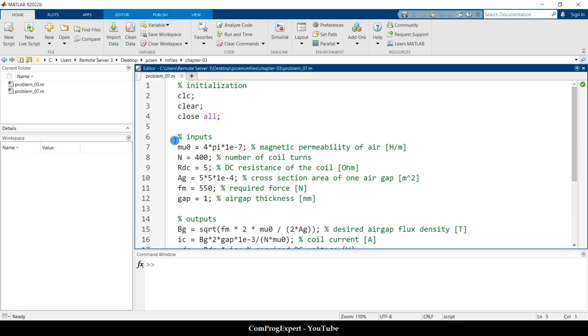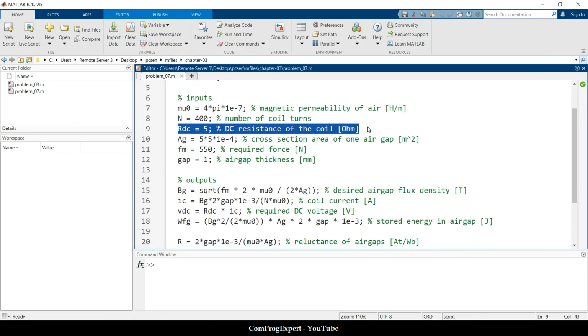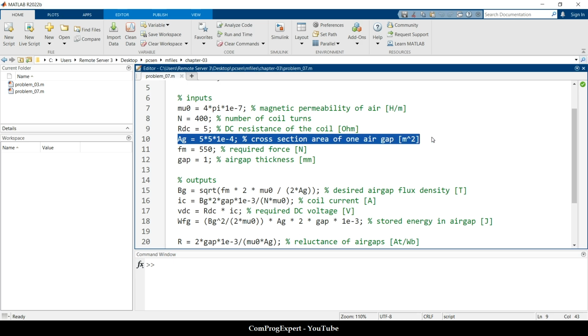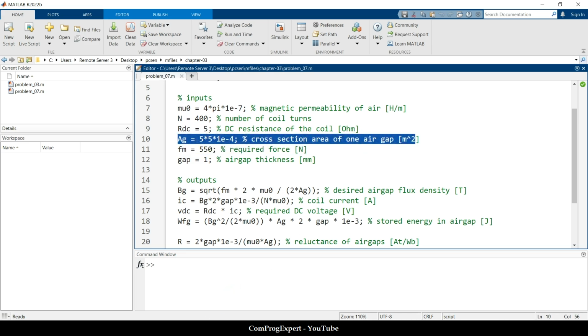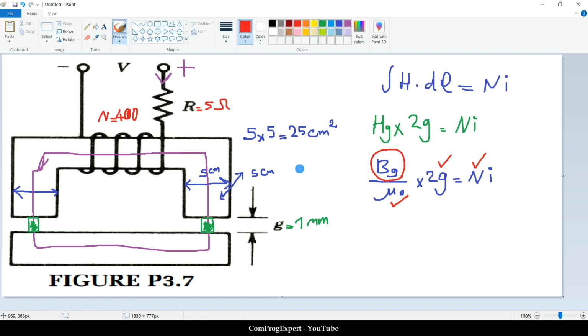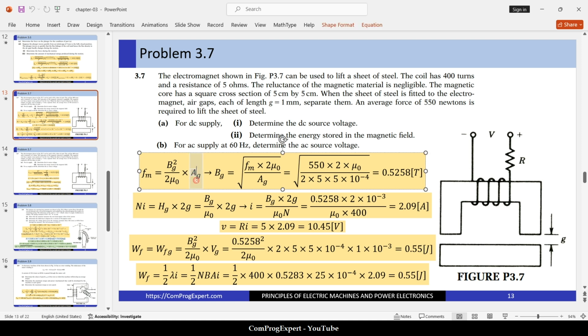Here are the inputs: the magnetic permeability of the air, the number of turns for the coil, 400, the DC resistance of the coil, the cross-section area of one air gap, and this is the required force. If you consider this variable as the cross-section area of one air gap, this is equal to one air gap. So I should modify this equation. I write here 2 times the Ag in this case.